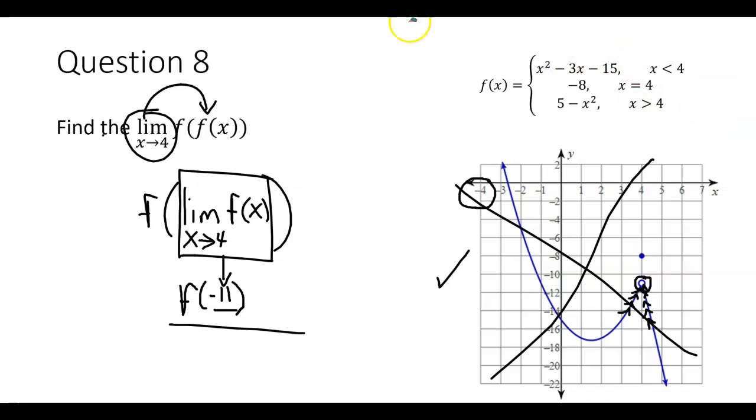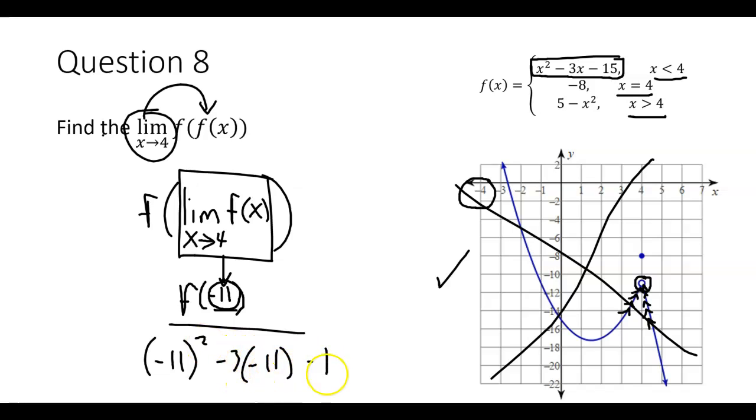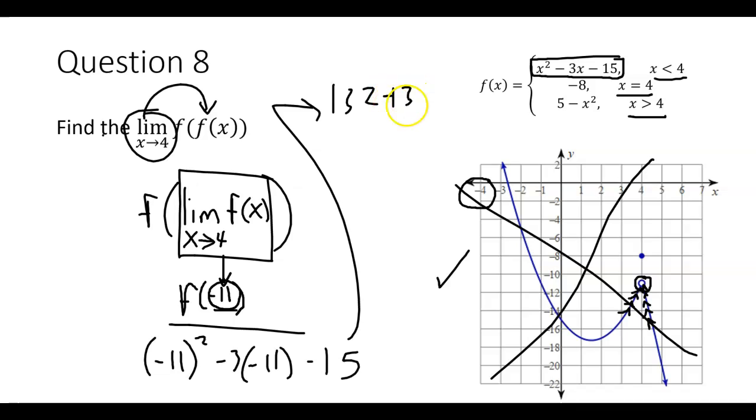Now, when it comes to a piecewise function, you have to look at your x value that you want to evaluate. I want negative 11. Well, is negative 11 greater than 4, equal to 4, or less than 4? Obviously, it's less than 4, so that means we're going to be plugging the negative 11 into this piece here to get our final answer. So that's negative 11 squared minus 3 times the negative 11 minus 15. And so negative 11 squared is 132. Negative 3 times negative 11 is 33.